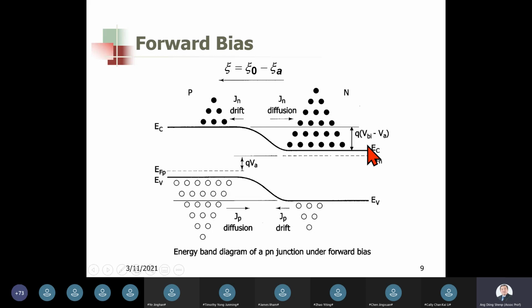Now, since the junction potential is smaller than in the built-in or thermal equilibrium case, majority carriers on both sides of the junction can now diffuse across the junction, giving a large flow of current.